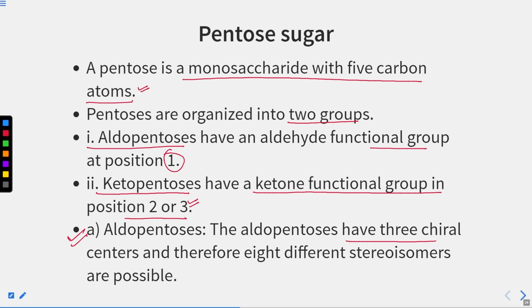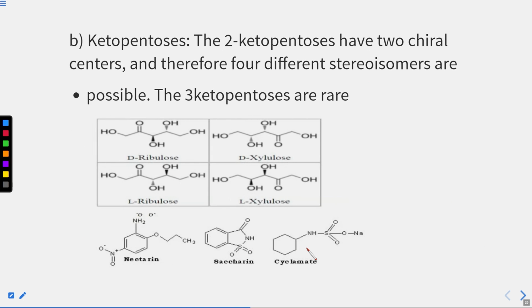The aldopentoses have 3 chiral centers and therefore 8 different stereoisomers are possible. So if we have one single chiral atom, then we will have two different stereoisomers actually. But if you have two, then you will have a larger number. But here they have 3 different chiral atoms. So 8 different stereoisomers are possible in the case of aldopentoses.